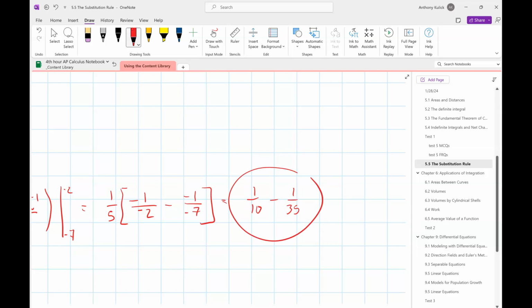Well, it would be 25 over 350, and you could do some reducing. I think it comes down to like 1/14 is what it looks like to me. You got it? Feel okay?